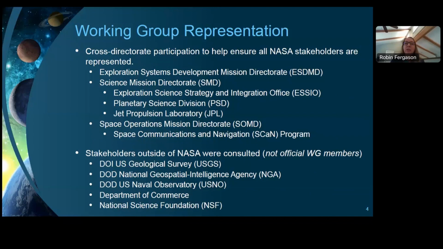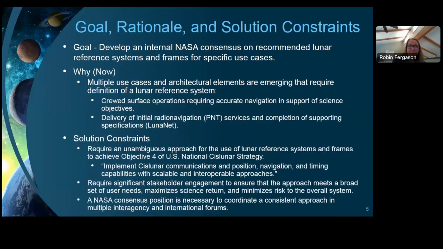These groups include folks like the USGS, the U.S. Geological Survey, the National Geospatial Intelligence Agency, or NGA, the U.S. Naval Observatory, the Department of Commerce, and also the National Science Foundation. So we're developing a NASA consensus on a reference system to be used, and this is based primarily on the internal NASA stakeholder needs. Then this recommendation will be presented to groups outside of NASA, such as international standards boards and our interagency, international, commercial, and academic partners. If you could go to the next slide, please.